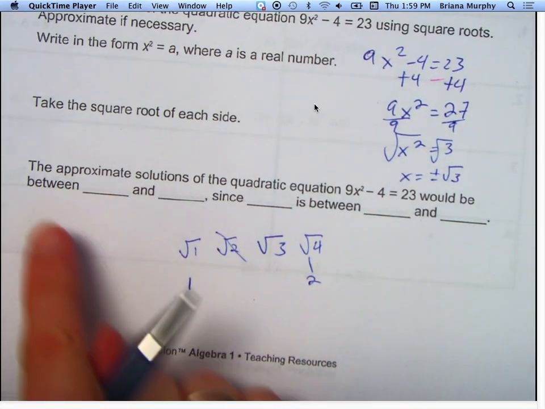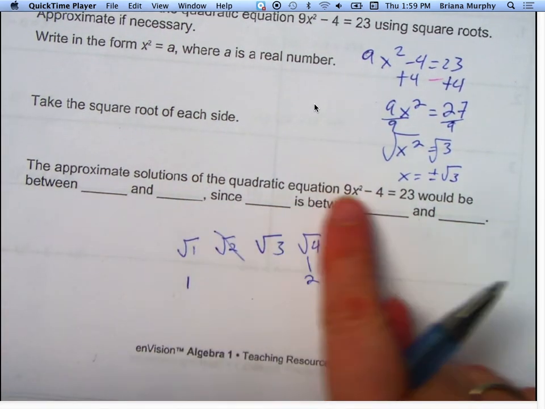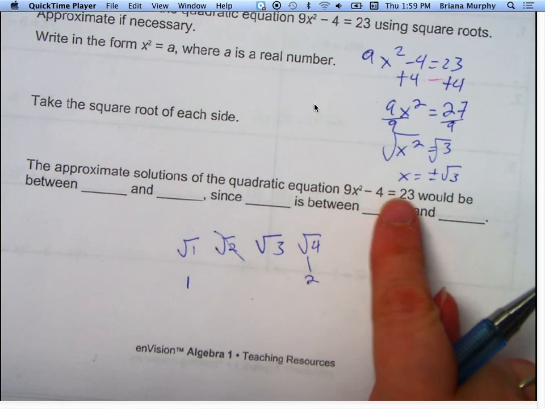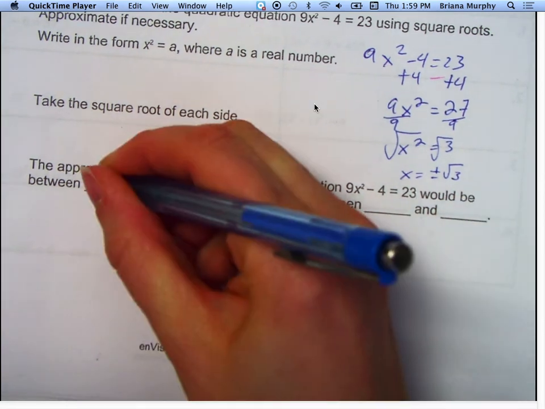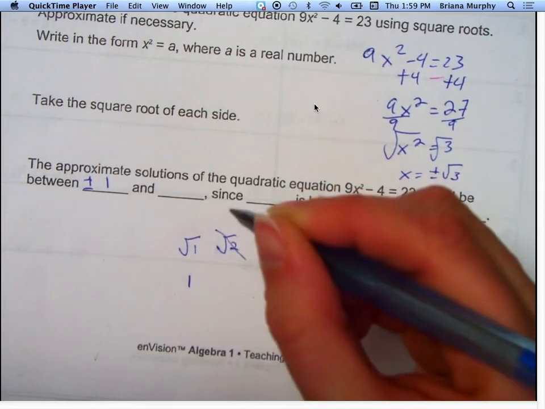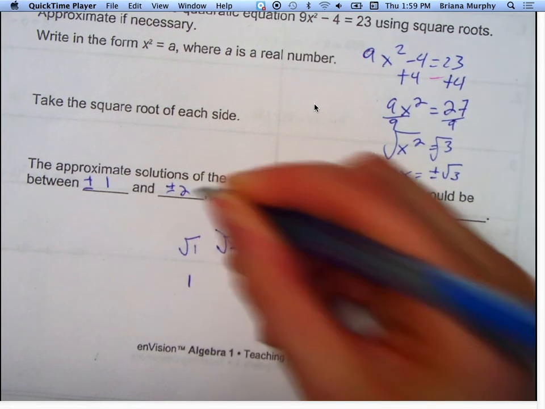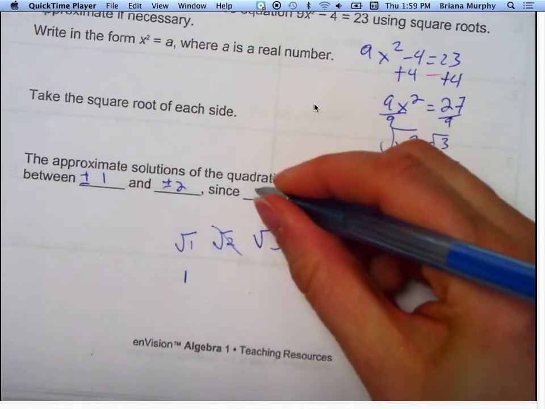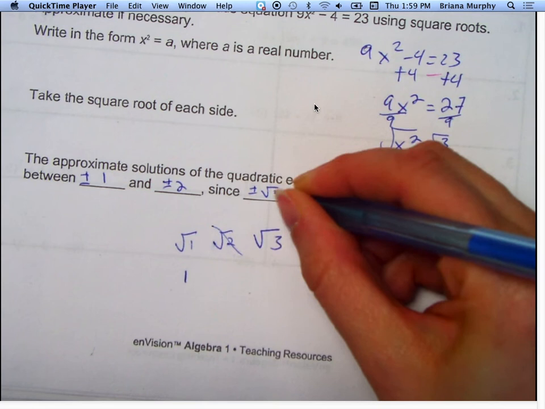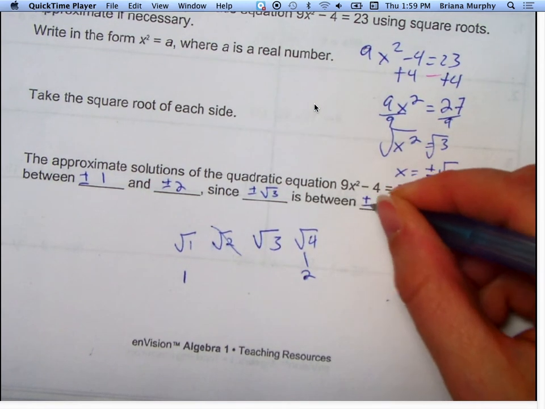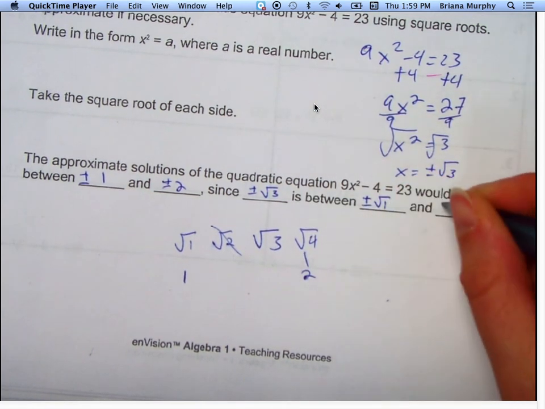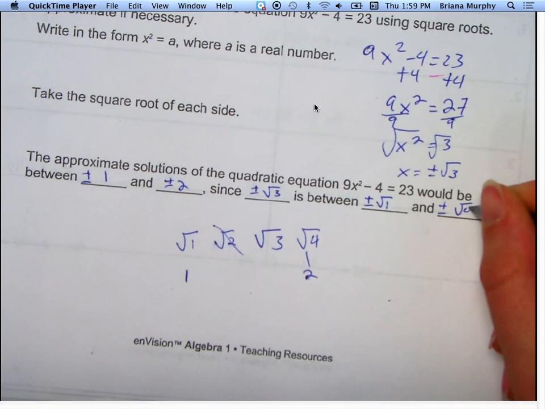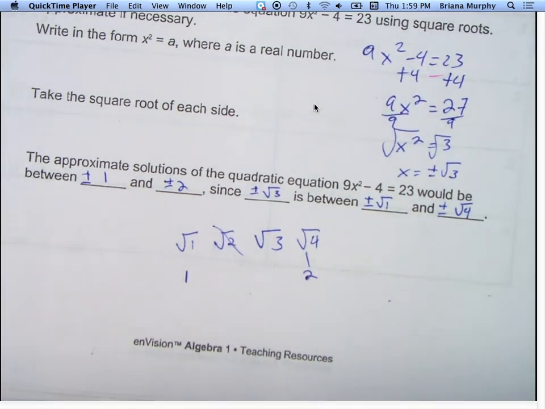So I know that the approximate solution of the quadratic equation 9x squared minus 4 equals 23 would be between plus or minus 1 and plus or minus 2, since plus or minus the square root of 3 is between plus or minus the square root of 1 and plus or minus the square root of 4. So basically, I know my answer is between 1 and 2, right? So it's just kind of a long-winded way of figuring that out.